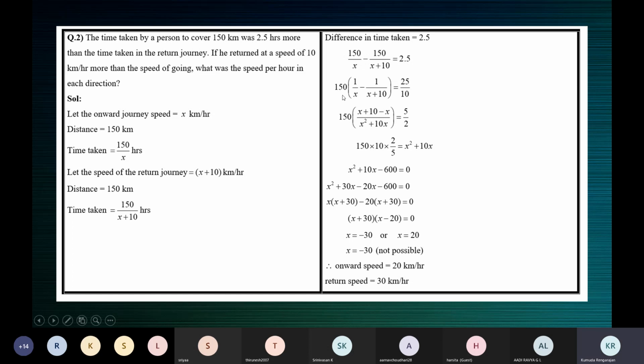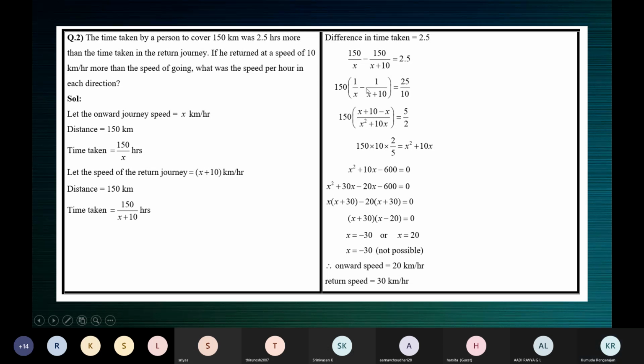Taking out 150 common will make your work easy, I think. Take out 150 common, then the common denominator. What's the common denominator, children? x into x plus 10. So I've written it directly: x squared plus 10x. The common denominator is x into x plus 10.